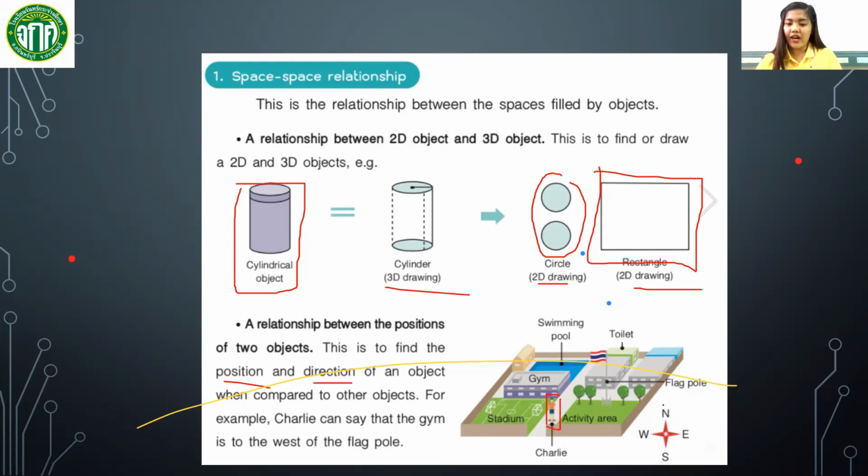We have here the compass. So we have north, east, west, and south. Now this is the flagpole, right? Now Charlie can say that the gym is to the west of the flagpole, right? So we use the relationship between the positions of two objects. You understand? Right, let's move on to the next.